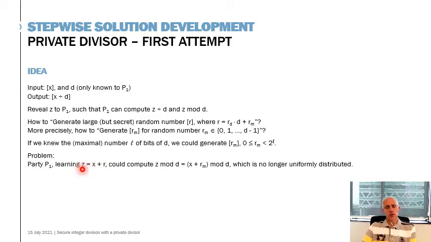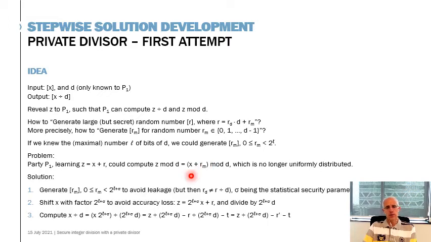So generating this is easy, but it turns out there is another problem. Namely, we blind X with R, reveal Z to P1, but P1 can compute the modulo result with division by D. And this, unfortunately, is no longer uniformly distributed. So this reveals some information about X. And that's because 2 to the power L is not exactly, at least not always, a multiple of D. So the lower numbers of Rm are a bit more likely than the higher numbers, which makes that this leaks something. So we need to solve that.